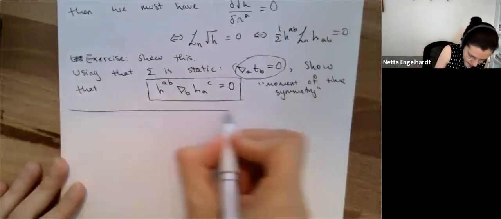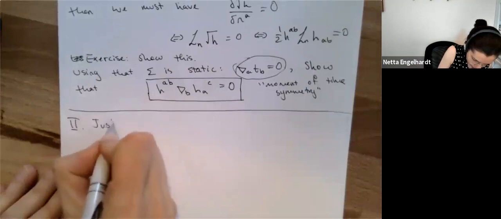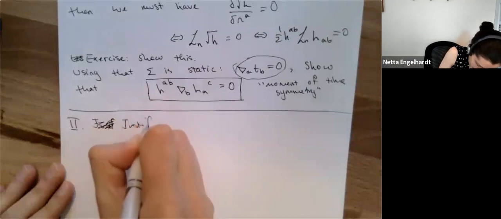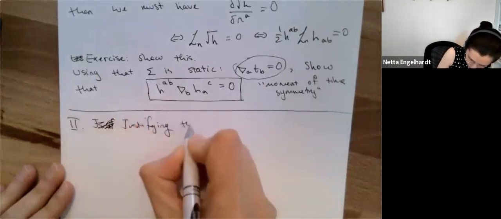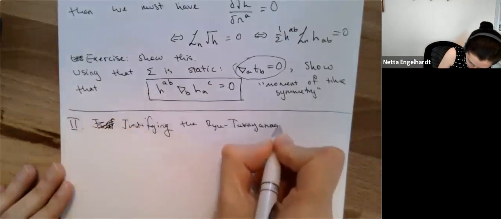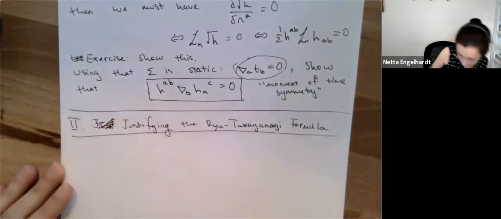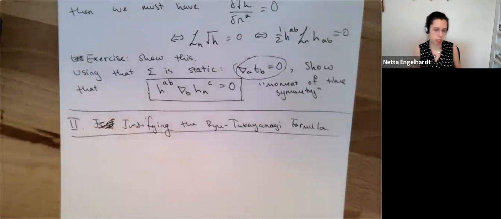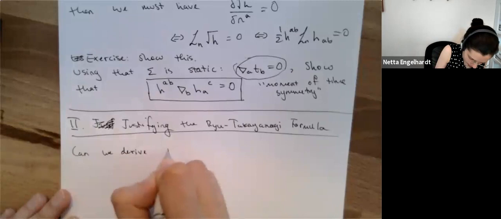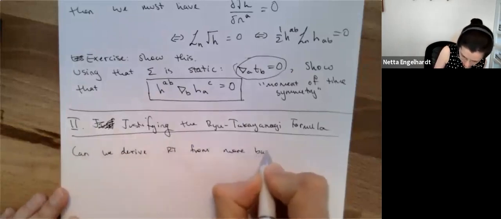Okay. So, justifying the Ryu-Takayanagi formula. The question is, can we derive RT from more basic principles of AdS/CFT?